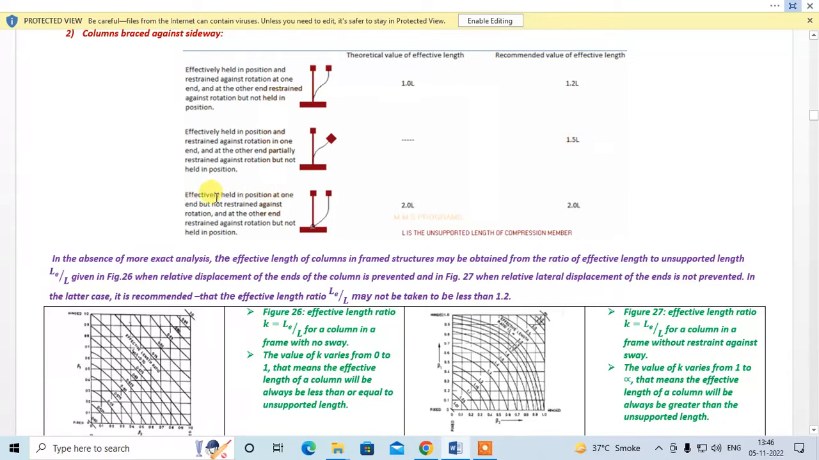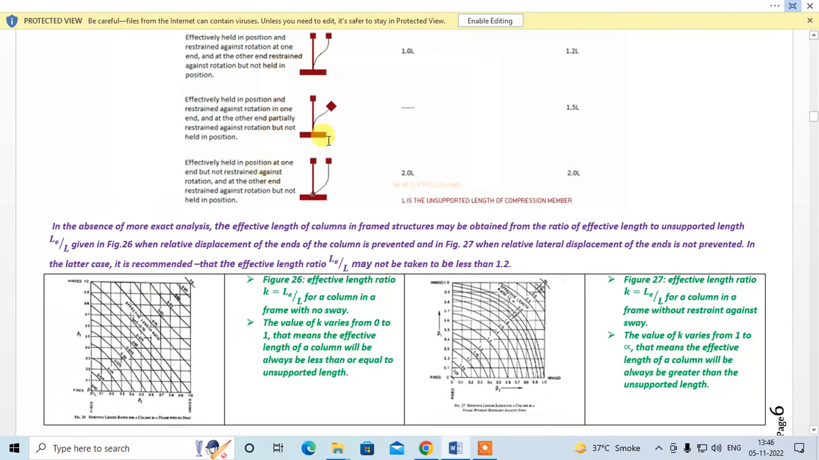Effectively held in position at one end but not restrained against rotation, that is this, and the other end restrained against rotation but not held in position, that is this. In this case, the standard value is 2L and recommended is also 2L, right? So these are some standard cases given in the code, but in practical fields such standard cases usually do not occur. Our frame joint is in a partially fixed condition, right? So for this, the code has given some data through which you can find your value of k.